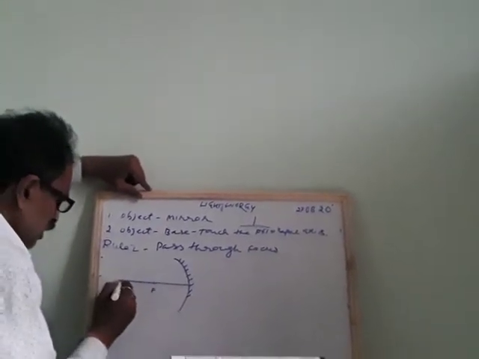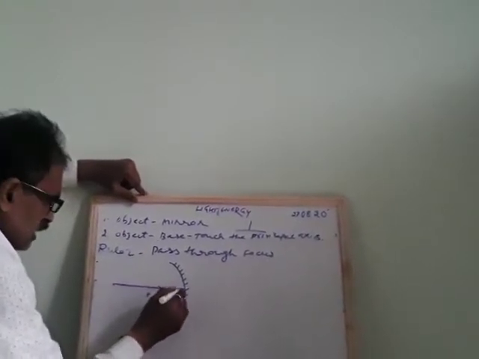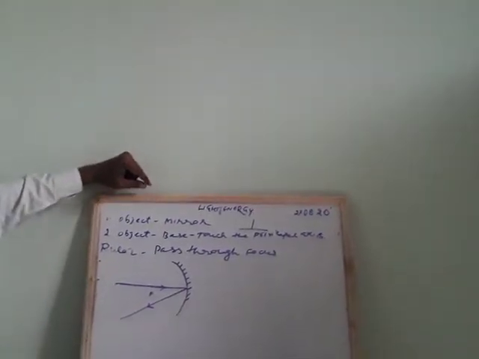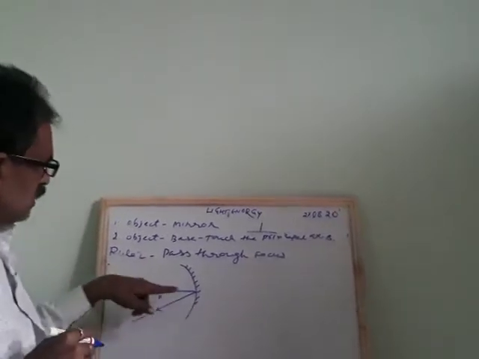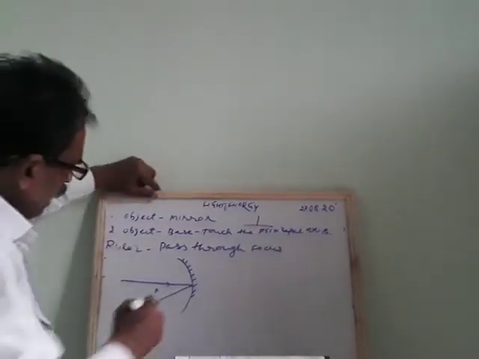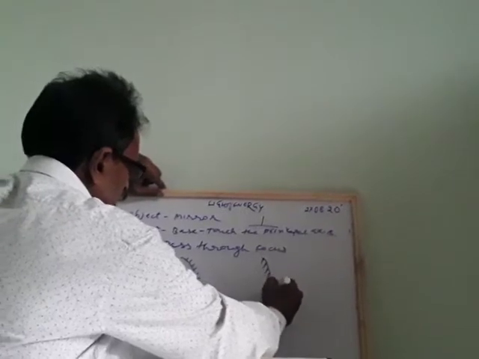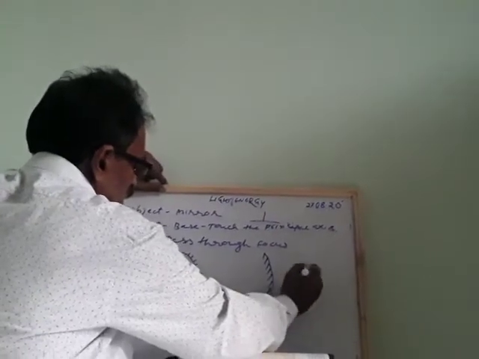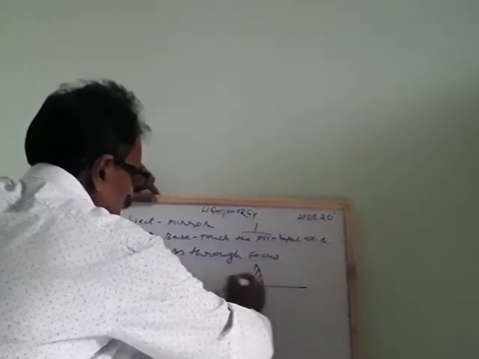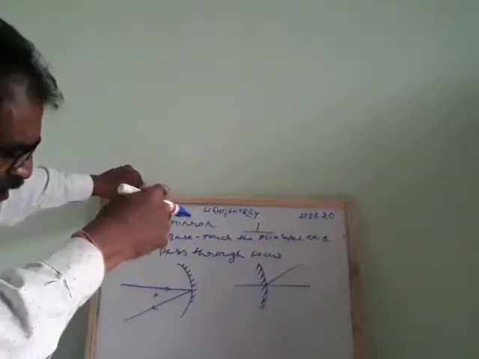When the ray passes, this is the ray, and this is F. When the ray passes through the focus, it will reflect back. Okay, it will make an angle and reflect back. But in the case of convex mirror, same. When the ray passes through the focus, again it will reflect back.